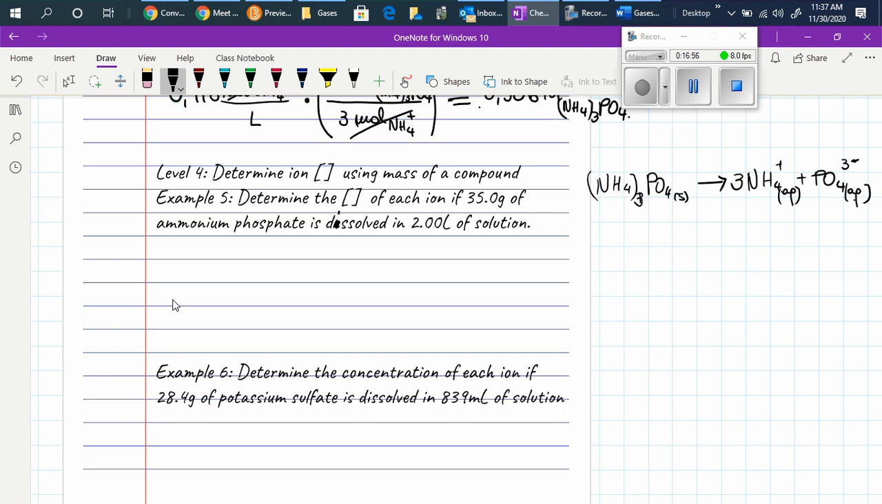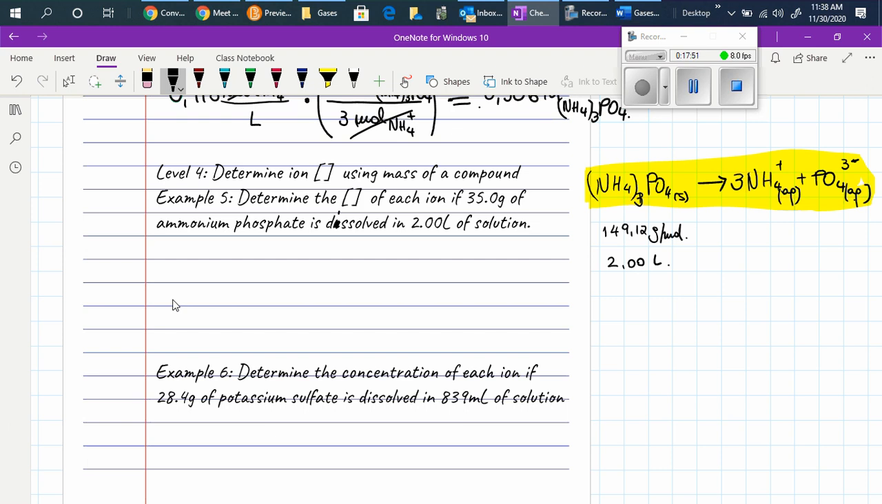Okay, good. So this is the balanced dissociation equation. How do we know that it's balanced? You can check how many of each of them you have on both sides, and if they are equal, it is balanced, like any balanced equation. Now the molar mass of ammonium phosphate is 149.12 grams per mole. You can calculate it. And this is dissolved in 2 liters.